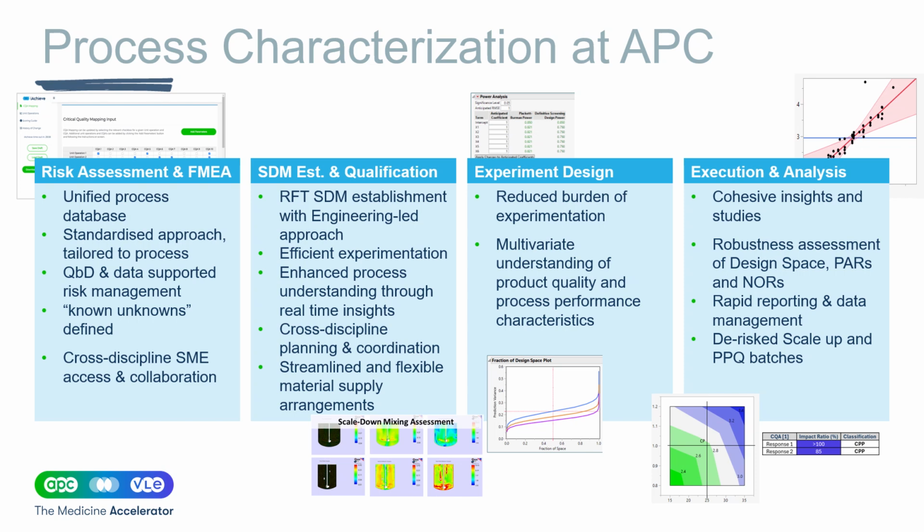Experiment design becomes more focused, with clearer multivariate understanding of how parameters relate to quality and performance, so effort is directed where it matters. And at the execution and analysis, the emphasis is on coherent data, robust assessment, and a de-risked path towards scale-up and PPQ. These challenges are connected and each one makes the other harder. iAchieve is designed to address them systematically, allowing you to move through each stage with greater confidence.